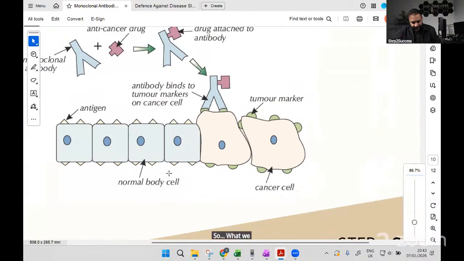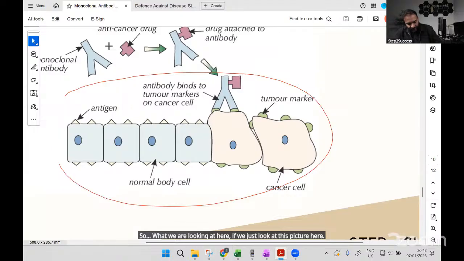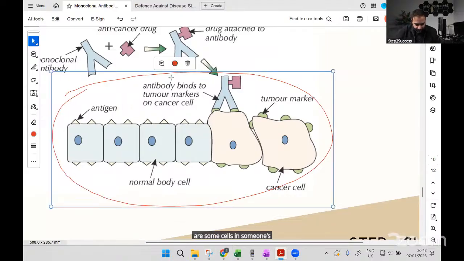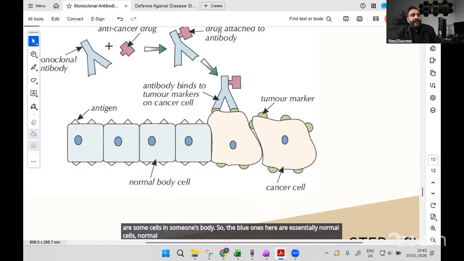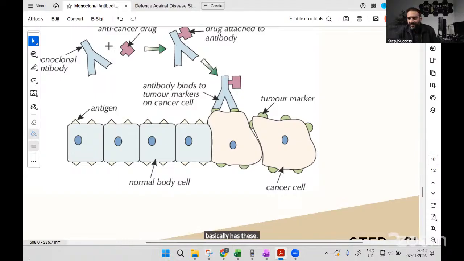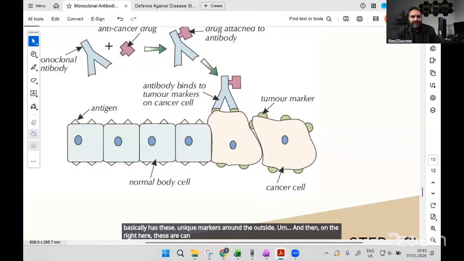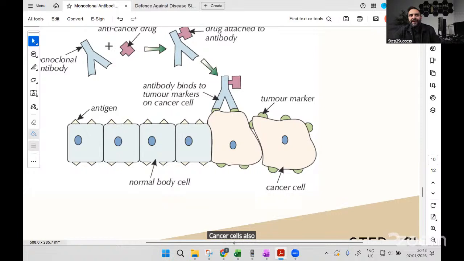What we are looking at here, if we just look at this picture, are some cells in someone's body. The blue ones here are essentially normal cells. And you see these little triangles? These are those antigens that I mentioned. Every single cell basically has these unique markers around the outside. And then on the right here, these are cancer cells. So this person has cancer. Cancer cells also have these antigens, and these are different, as you can see, to the normal body cell markers.